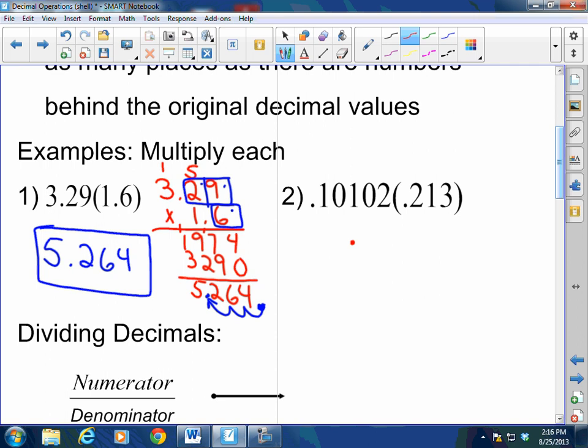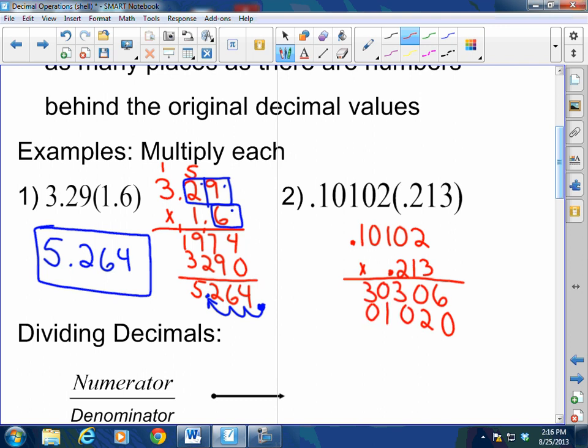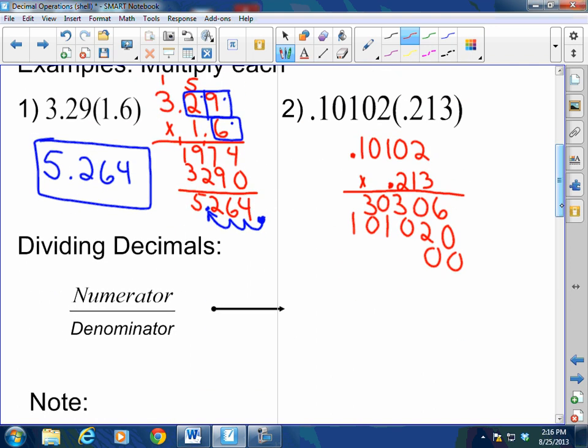Okay, let's try another one. This time we're going to have a lot of decimal placement. So we got 10102 times 0.213. Remember, you don't have to line these decimals up. Lining decimals up is only for addition and subtraction. So let's multiply. I'm sure you're going to follow with me because these are very easy numbers. Remember, we already used the ones place. Okay, now we used the ones place, and we already used the tens place. So I put another 0 there to help myself, to guide myself.